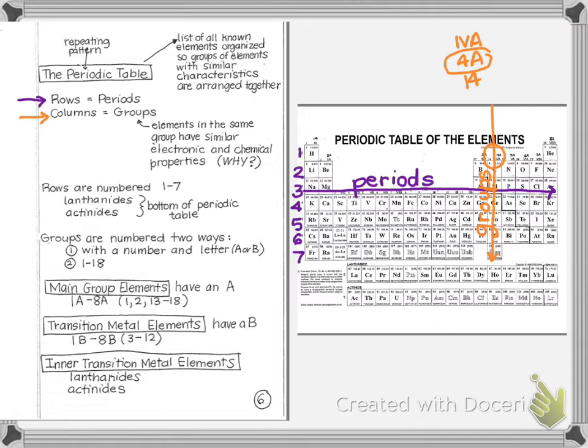But my least favorite is just 14. But with that said, you need to still know that 14th means it's the 14th one over, right? So let's keep going down our notes to see.